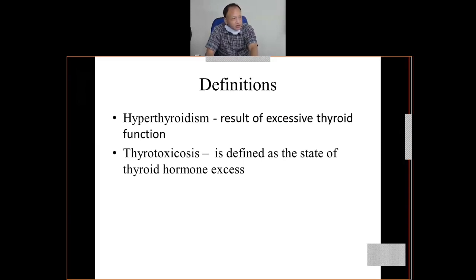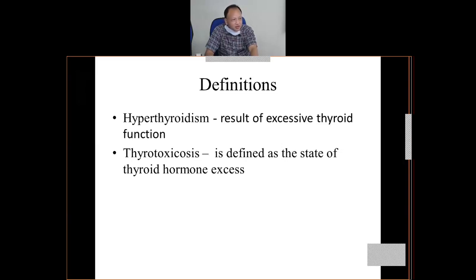So first, let us talk about what we mean by the terms hyperthyroidism and thyrotoxicosis. Hyperthyroidism suggests that it is a result of excessive thyroid function, while thyrotoxicosis is defined as a state of thyroid hormone excess. So there is the difference between the two. When the function of the thyroid has increased, it is mostly a disease of the thyroid gland itself, most of the time.